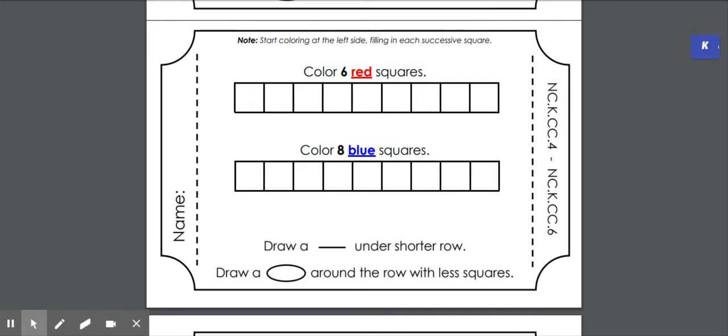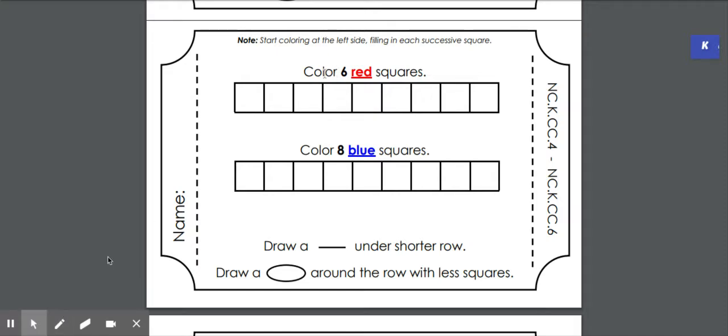Today, I would like for us to do some exit tickets working with the standard KCC 6, which is going over groups and talking about whether a group has more or greater or less or the same. And we're going to do different strategies to figure out whether a group has more or less or the same or equal to. All right, so let's get started.